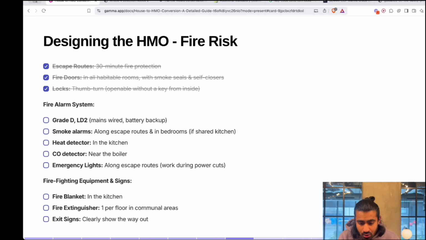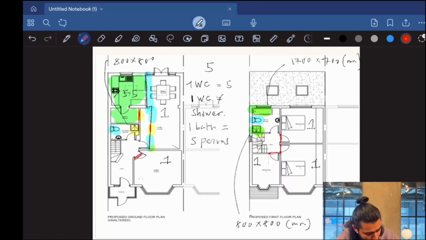So we want smoke alarms. We want mains wired smoke alarms along the escape routes and in each bedroom. So let's go for a blue. We can put a smoke alarm here. The smoke goes here, in here, here, here. So that's your smoke alarms.